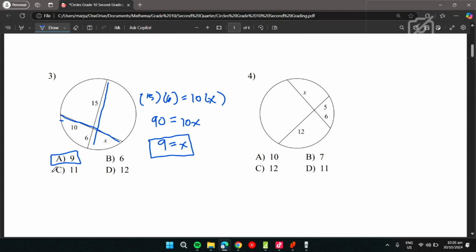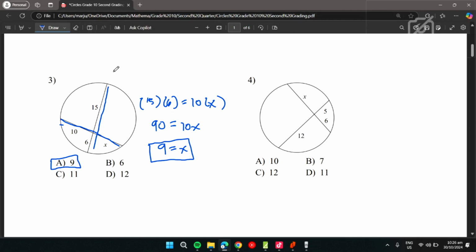Alright, let's do number 4. So again, sa number 4, the same concept sa number 3, right? Meron tayong two chords intersecting within the circle. So again, pag sinabi natin chord, balikan ko lang yung concept. Pag sinabing chord, it is a segment whose endpoints are on the circle. Alright? It's on the circle. And the longest chord is actually the diameter.